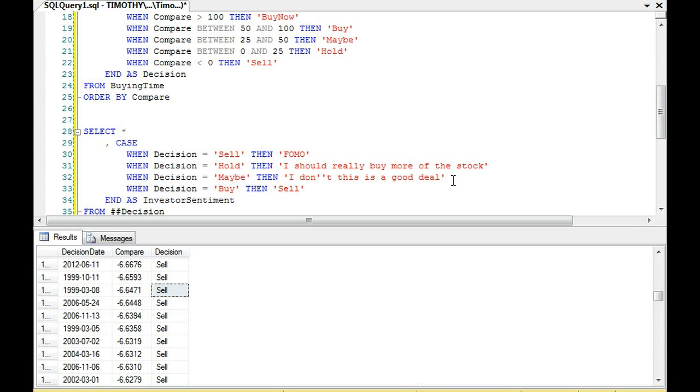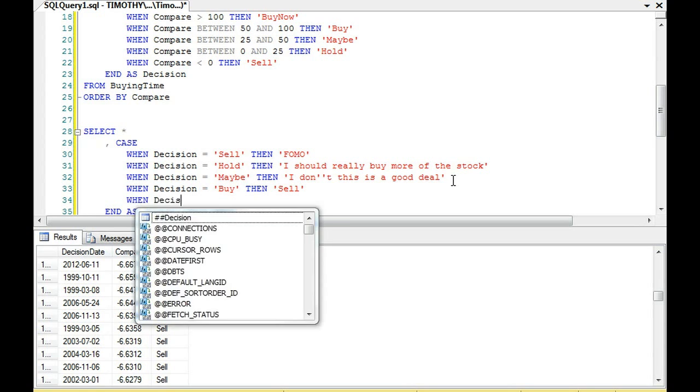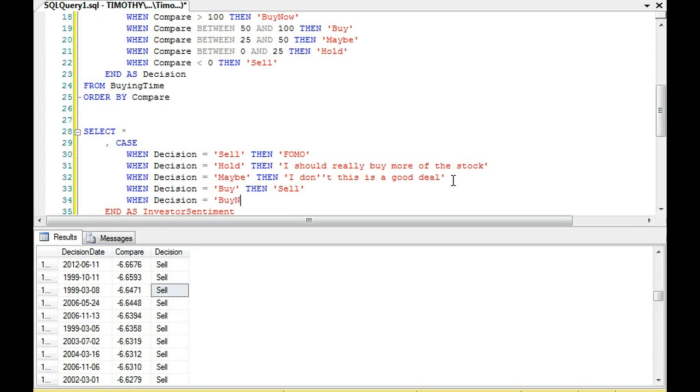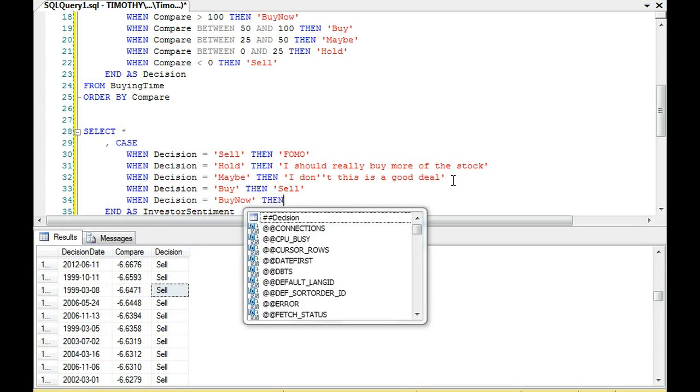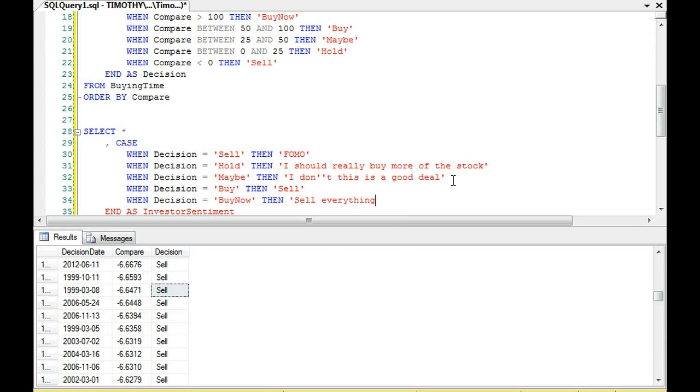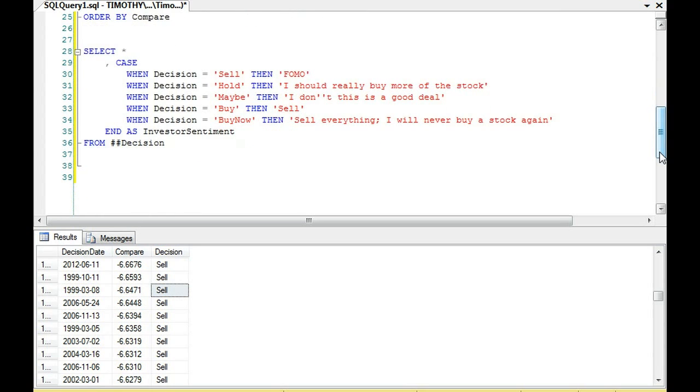Okay, and then when we finally have when decision equals buy now, then sell everything. I will never buy a stock again. And that's kind of the mentality. And it's kind of funny to say that because I saw a lot of investors this past time. I was talking to people on the phone, where I've worked for a while at a bank, and in 2009, so many of them were like, I'm never buying a stock again. I'm going to keep all my money in cash. Cash could pay me 0% interest, and I'll just keep it there forever. And so that's the sentiment of most investors.